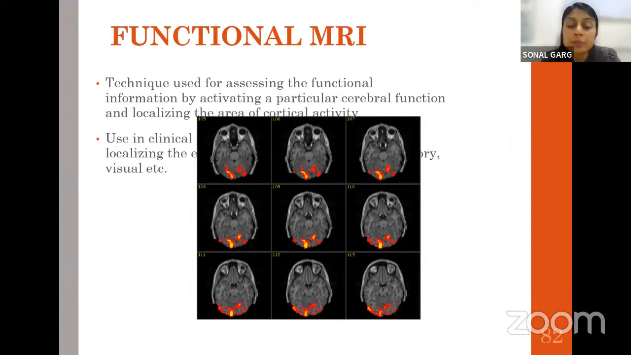So again, this is a good imaging modality for cerebral function, which is very important in some cases when you have tumors, gliosis, etc., before surgical resection, to prepare the patient as to what part we are cutting and what activity will be there or not there post-surgery.